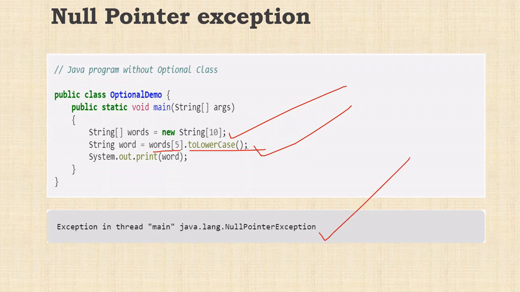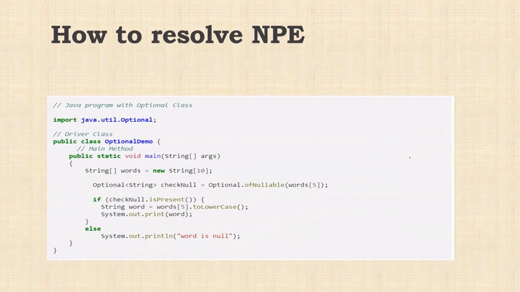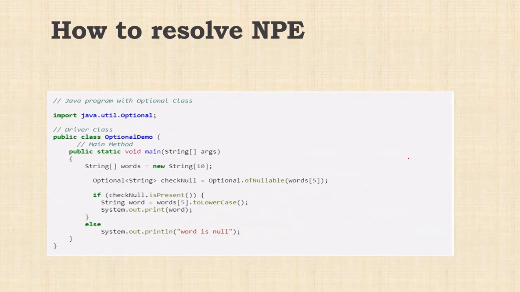So how can you avoid it? In a normal scenario, you can do a null check. If it is not null, then please do your operation. But from Java 8 onward, we can do it like this.